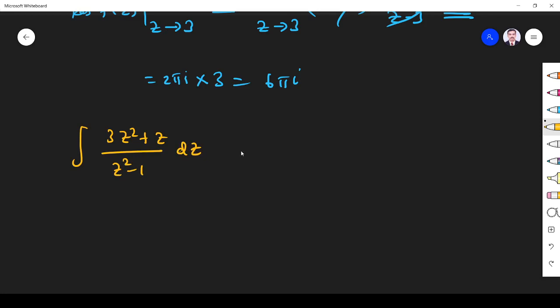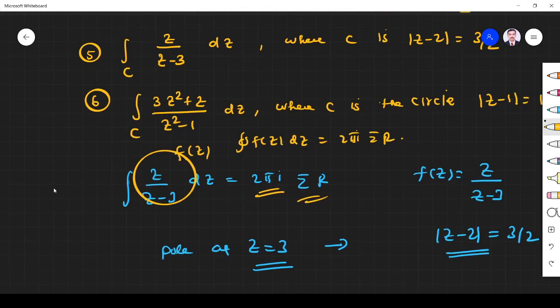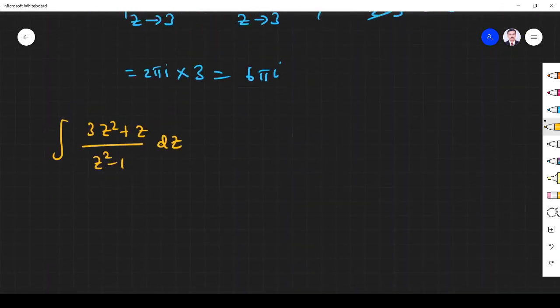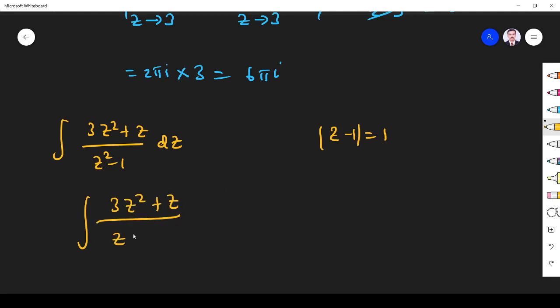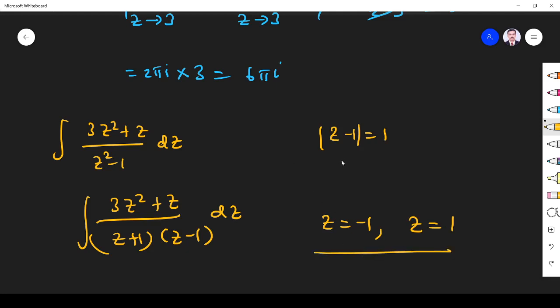Right? So we have to find where, what is the question? The curve, let us see the curve. Mod z minus 1 is equal to 1. Right? This is the curve. So first we will find the poles. 3z square plus z divided by z plus 1 into z minus 1. Right? First, what is the pole? We have one pole at z is equal to minus 1. When you substitute z is equal to minus 1, the function becomes infinity. So that is a pole. Another pole at z is equal to plus 1. When you substitute plus 1 here, it will become infinity. So we have two poles. We have to check whether both points are lying inside the curve.